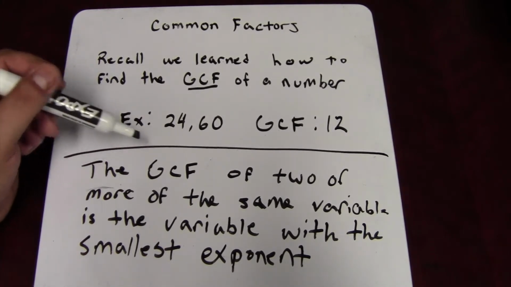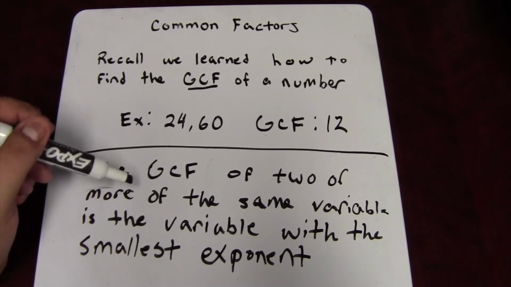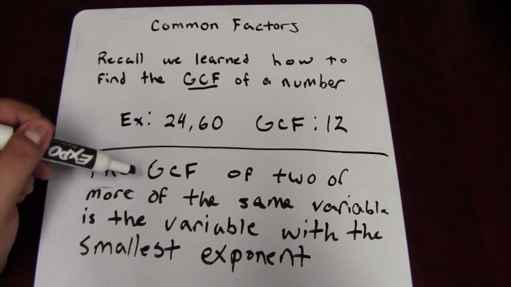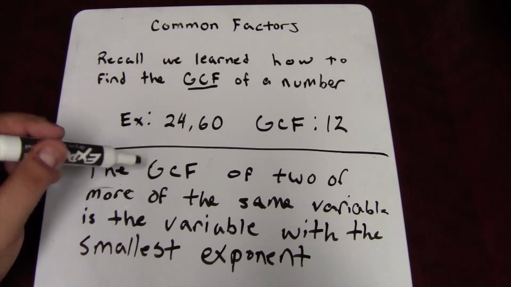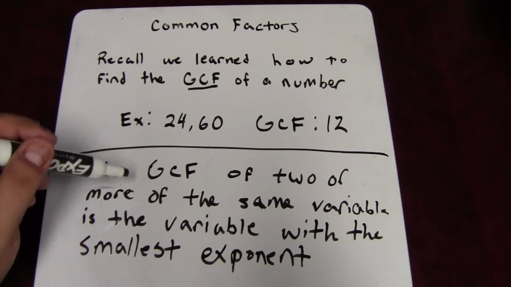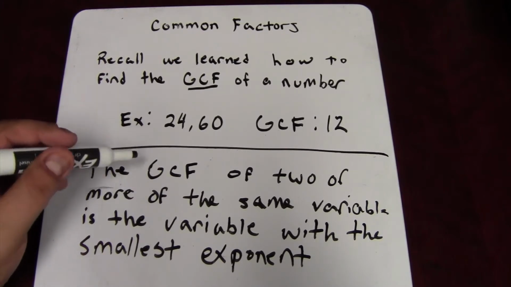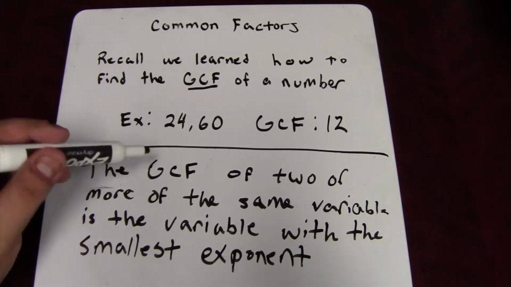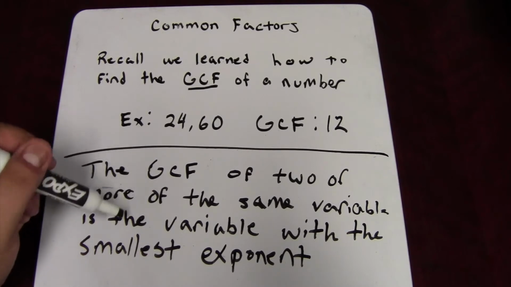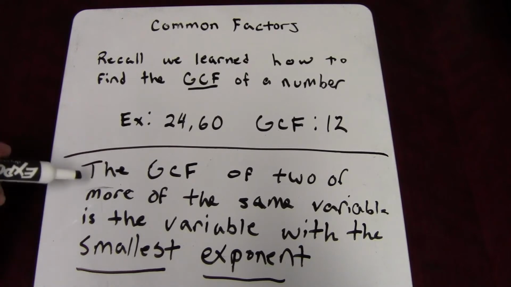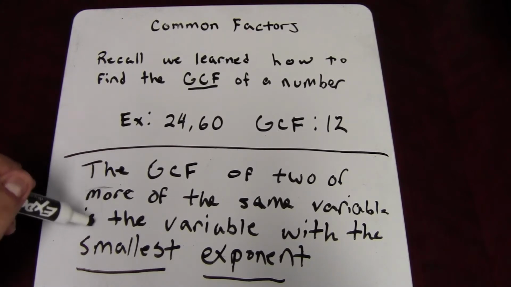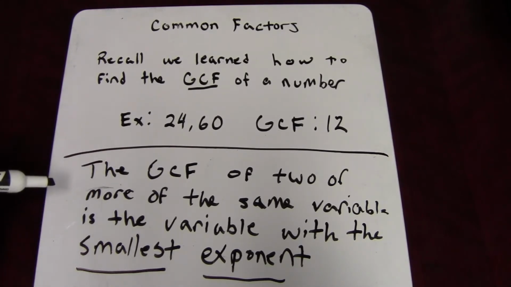Now the GCF of finding something with a variable in it is a similar process. What we're trying to do is find the variable which divides all of the particular variables. The way that it works for variables is most of the time you'll see variables with exponents and powers, and so what you're looking for is the variable with the smallest exponent. The GCF of two or more of the same variable is the variable which has the smallest exponent. Let's take a look at an example to clarify this.